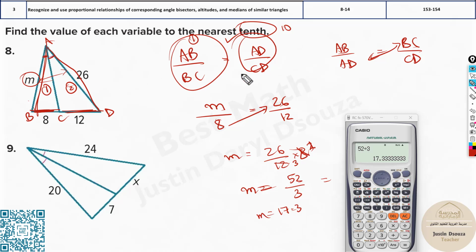Now for the next one, you can use the same formula. I'll directly write the answer here. It'll be 20 divided by 7. That is equal to, you can write it as A, B, C, and D. And then that will be equal to 24 by x.